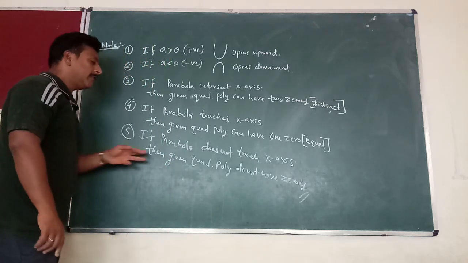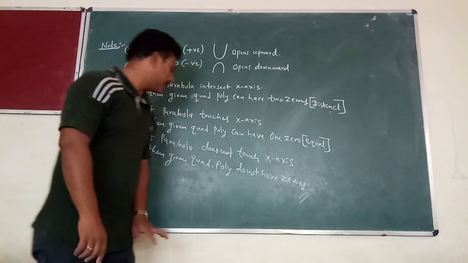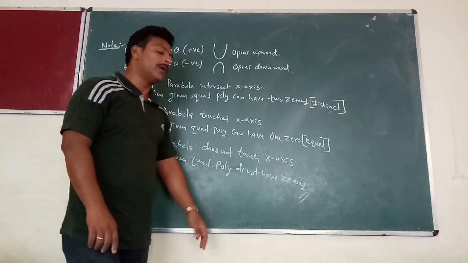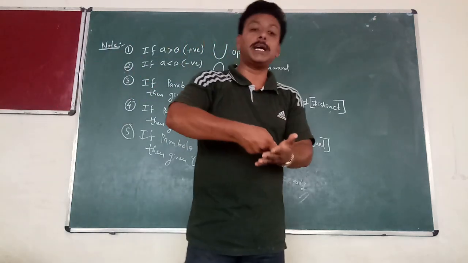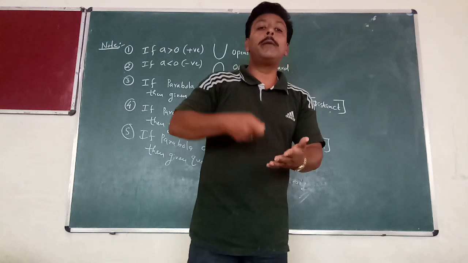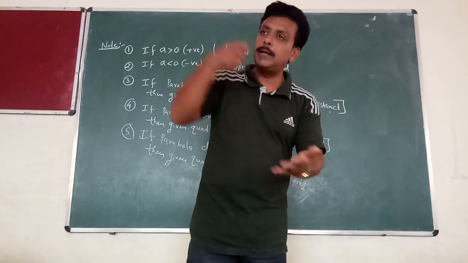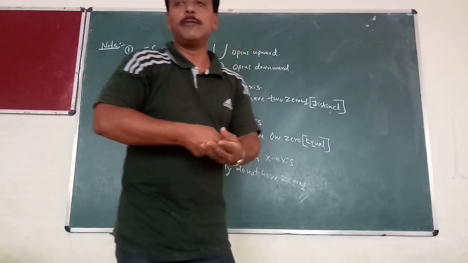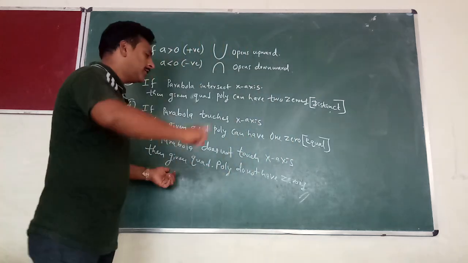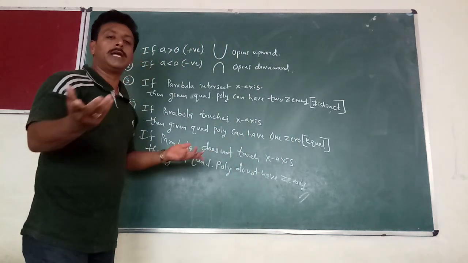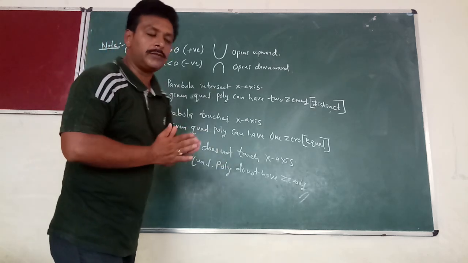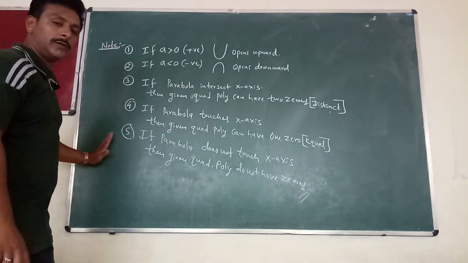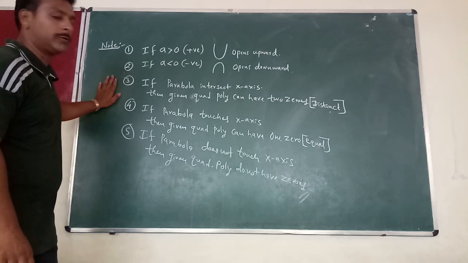And last one, if parabola does not touch x-axis, then given quadratic polynomial, as it is not touching x-axis, I told in the last class how many times it touches or how many times it cuts. On the base of that, we are deciding how many zeros. If it is not at all touching the x-axis, then the given polynomial does not have any zero. Please go through these points. These are MCQ based questions.